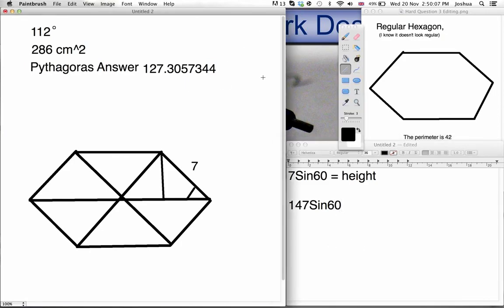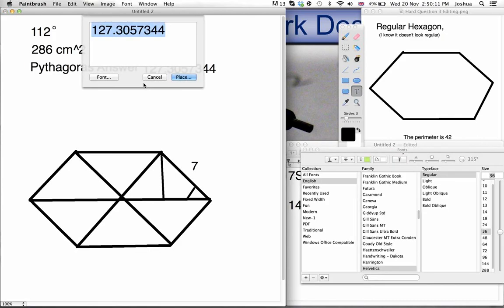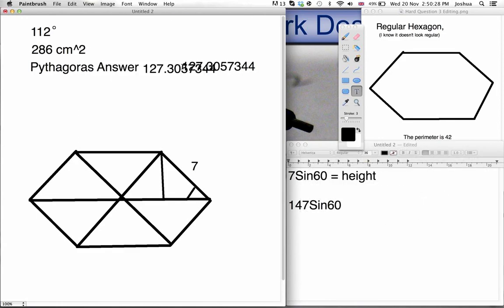I'm going to type this in for the tension's sake. 127.305 7344. What? Exactly identical. Wow.